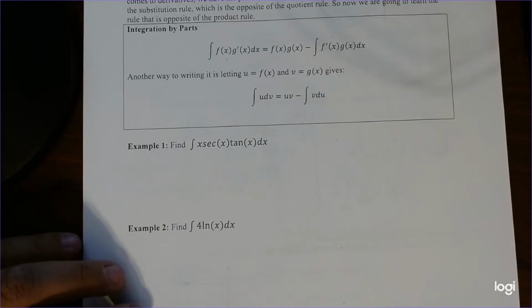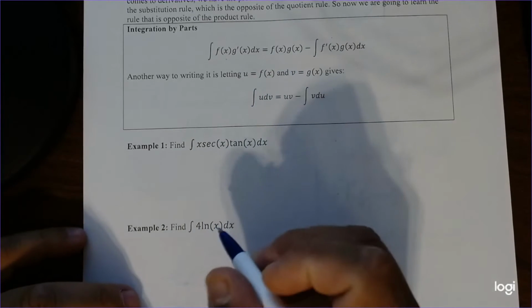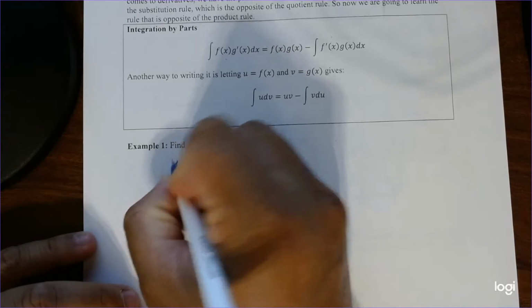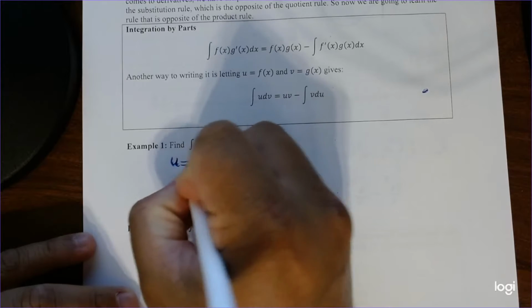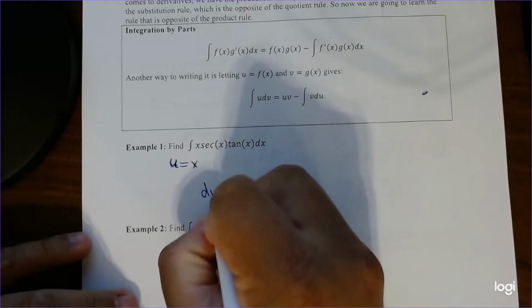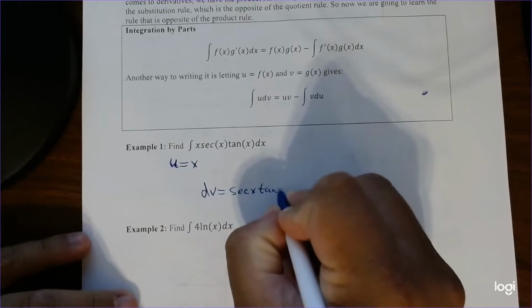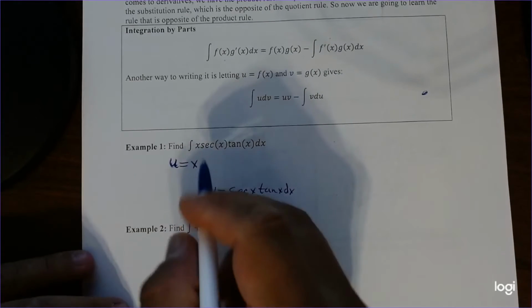All right, so let's look at what we have here. We have x times secant of x tangent of x. So we have a couple of things happening in here, right? What you want to do is make u equal to something that's easy to take the derivative of. So we're going to let u equal x, and therefore, by default, dv is going to be everything else, in other words, secant x tangent x dx. So we literally just separate them.